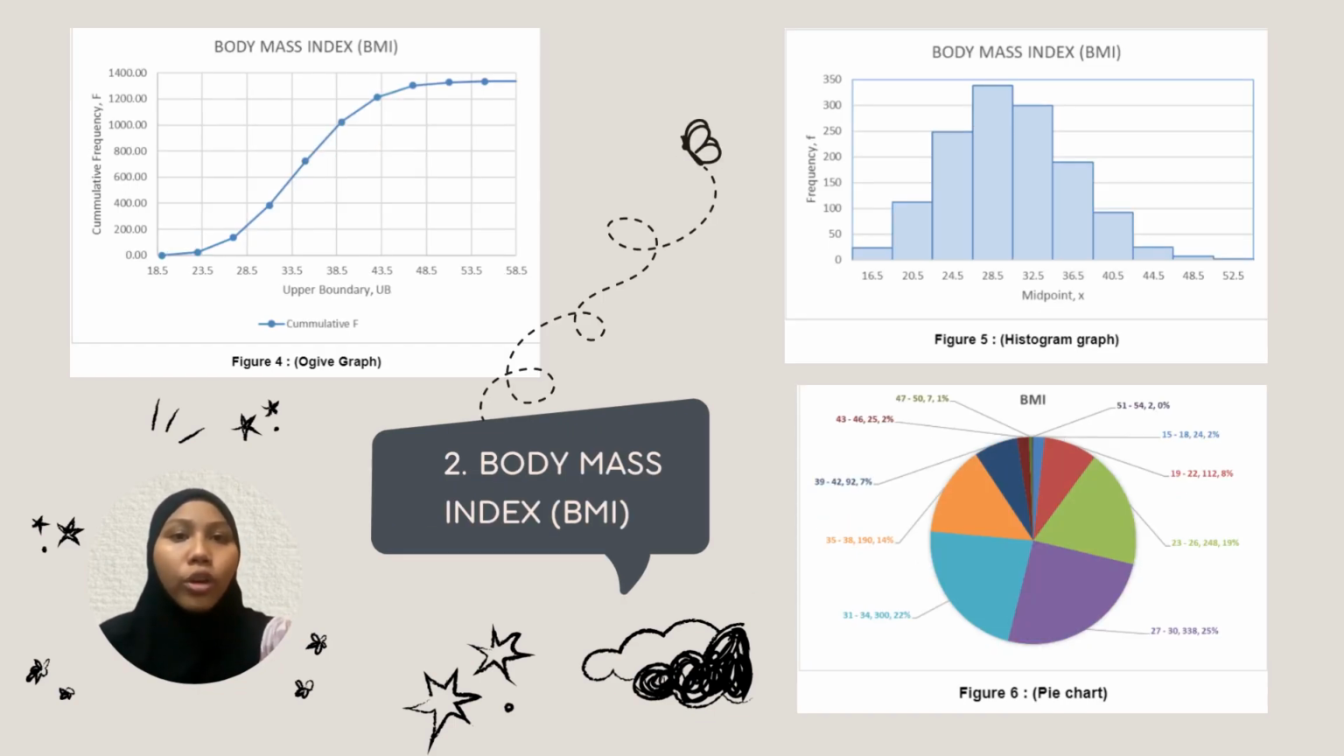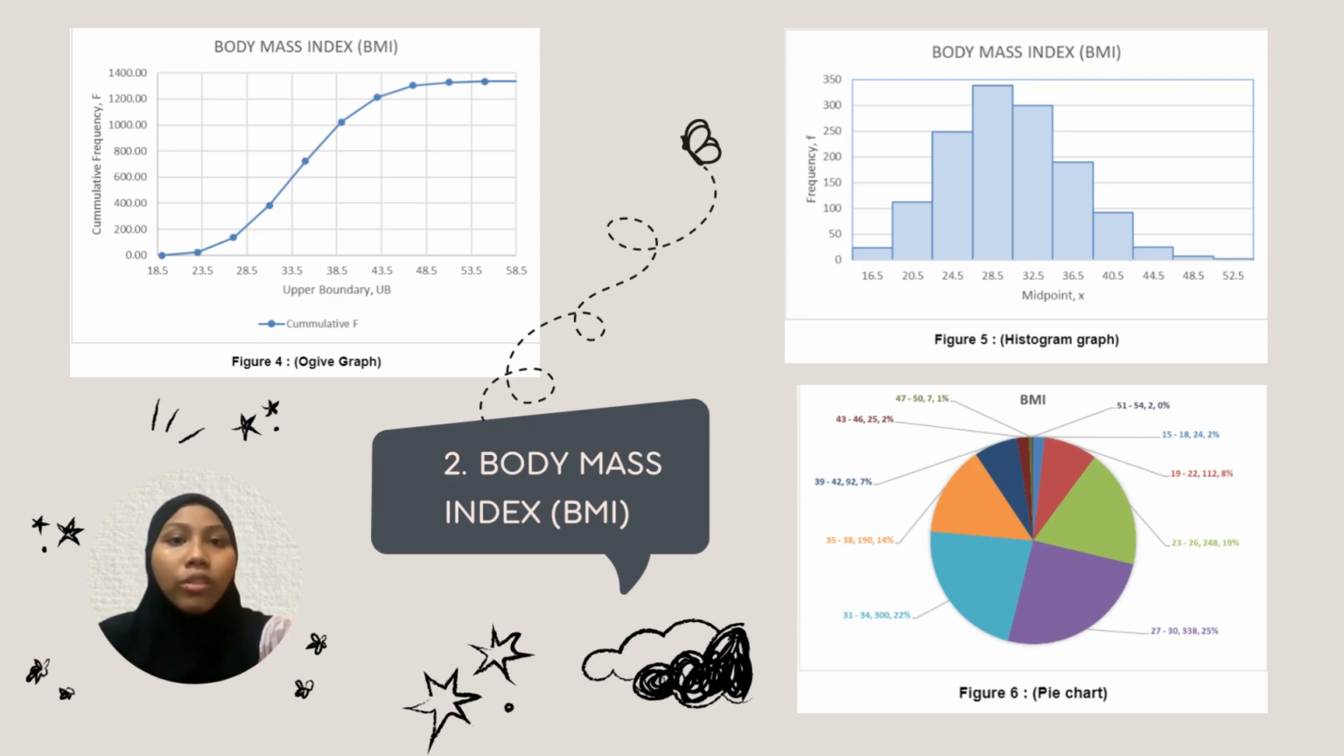Secondly, figure 4 shows the ogive graph in body mass index related data. The drawn graph must start from the smallest upper boundary value, which is 18.5, and the cumulative frequency value is 0. This graph ends at the x-axis value in upper boundary 54.5, and the cumulative frequency is 1338 from data.